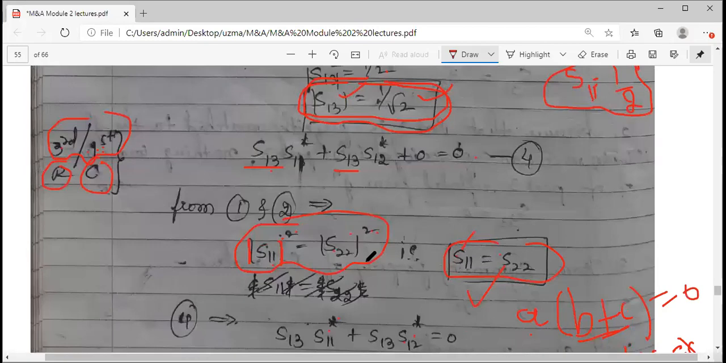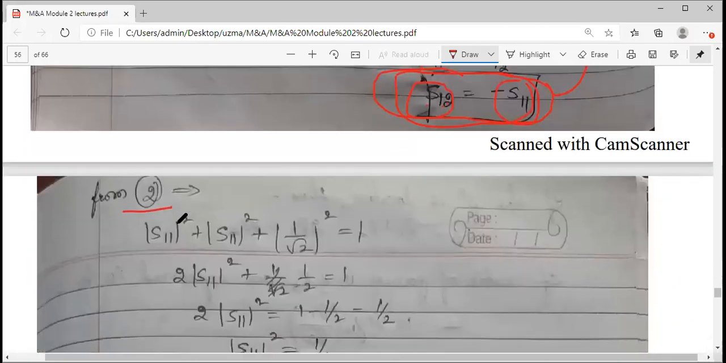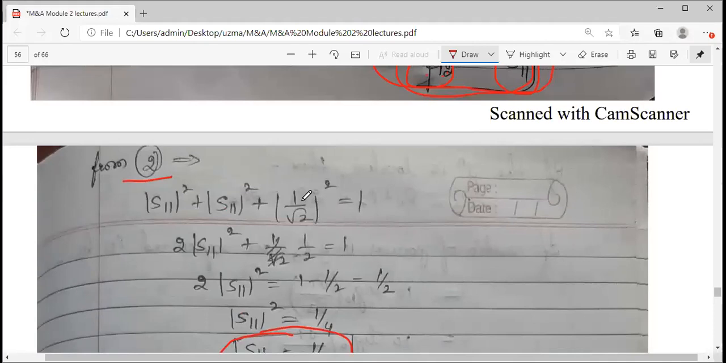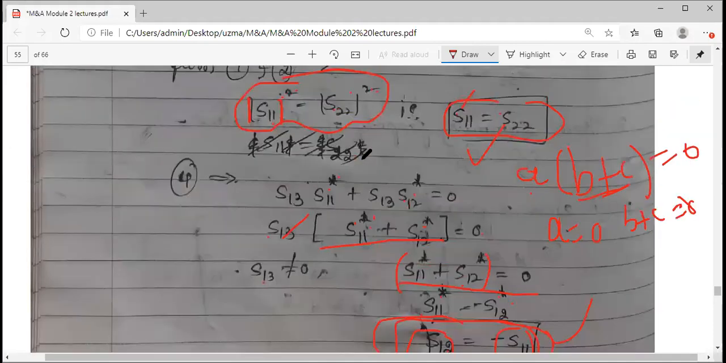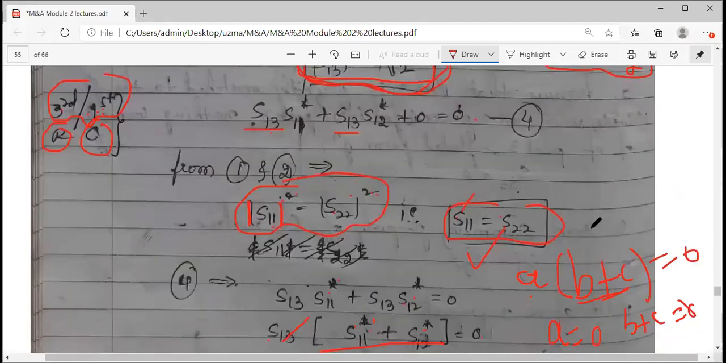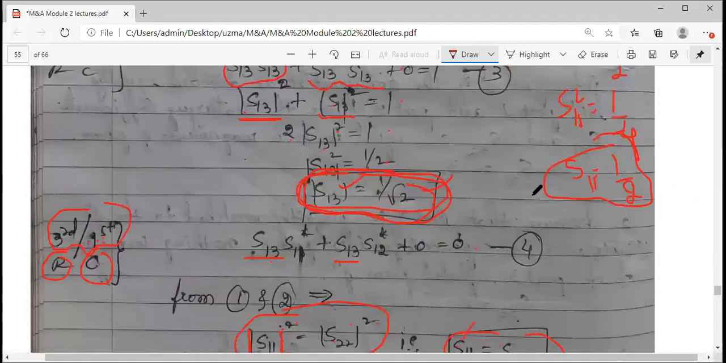Similarly, if you want, you can even start the solution with equation 2 also. You will get the same S11 as 1 by 2 only. Now, S11 we have calculated. Overall, you can look, S13 we have found already. S13 is 1 by root 2. S11 just now I have found from equation 1. So, two values we got.